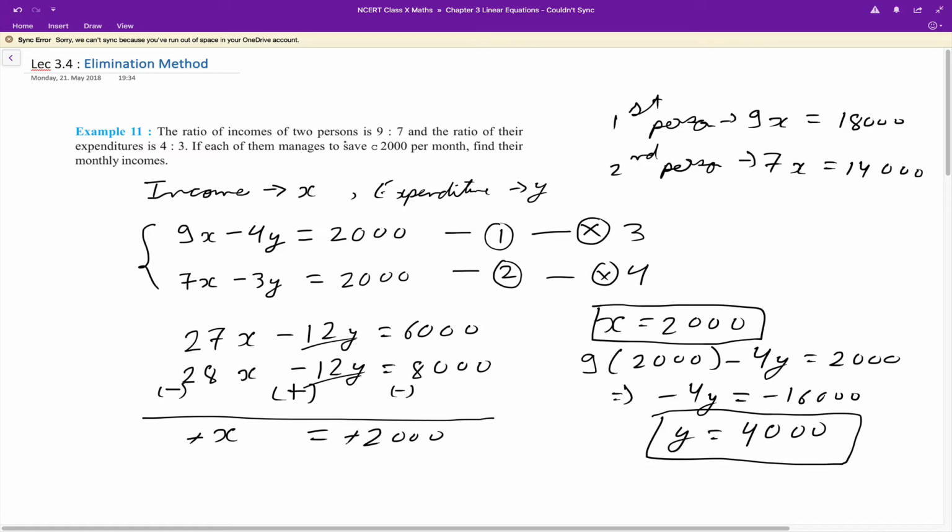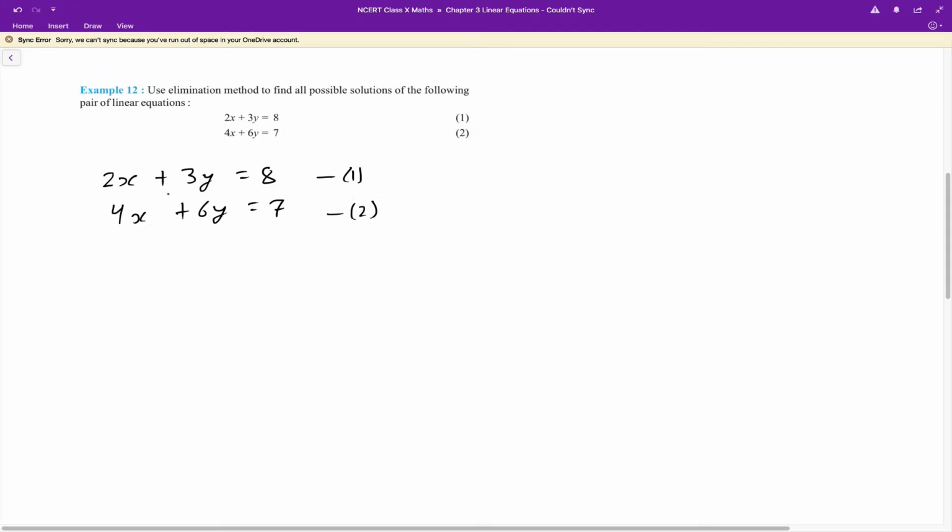So yeah, this was an example for solving. Just a quick review of what we did. We made the coefficients for one of the variables equal by multiplying with a non-zero constant, and then we eliminated it, we subtracted, and we solved for the variables. Okay, let us have a look at another example.